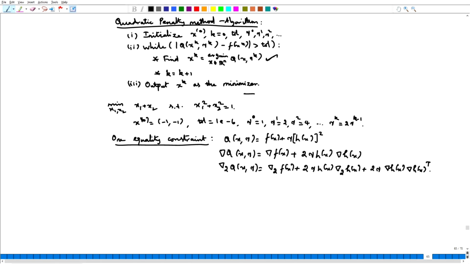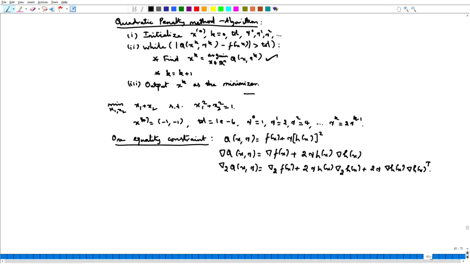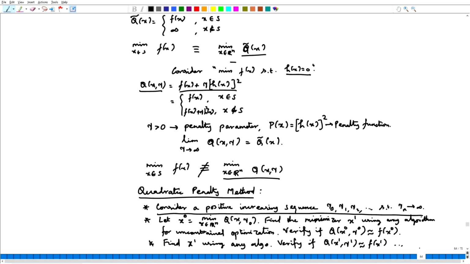Now, the question is what happens when you have multiple equality constraints. Let us consider a system where you have no inequality constraint, but you have multiple equality constraints. In this setup your p still remains 0, but m is greater than 1. m could be any positive integer. In that case, how should you write your q of x comma gamma?